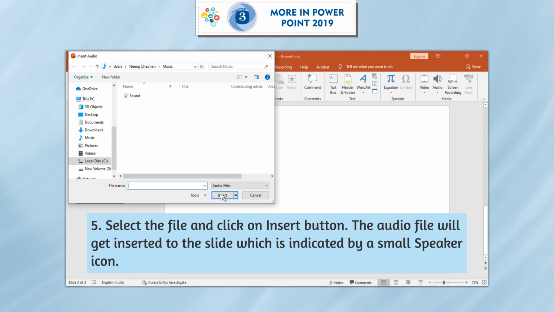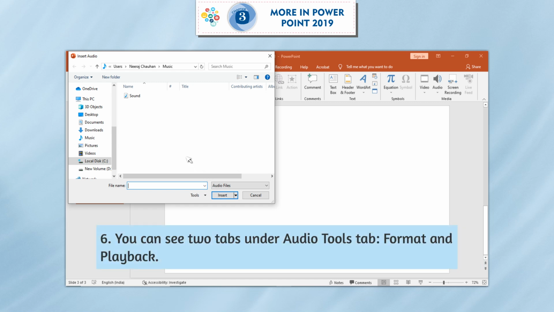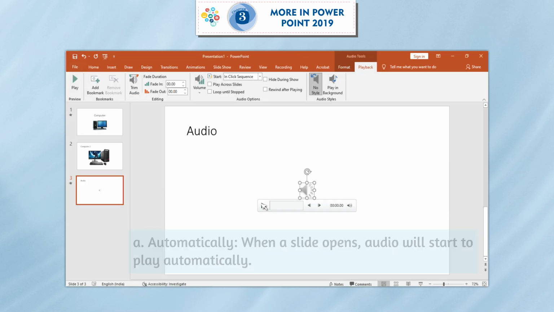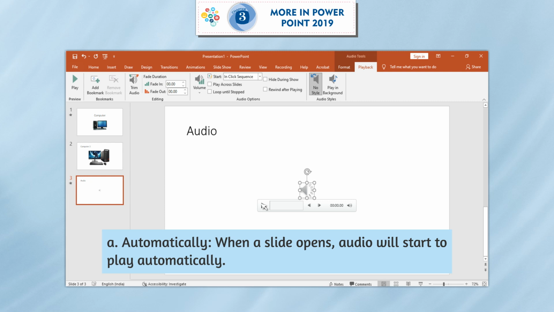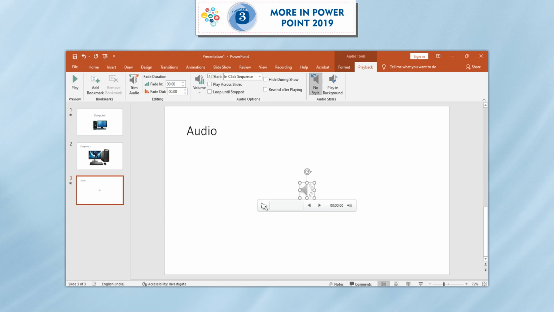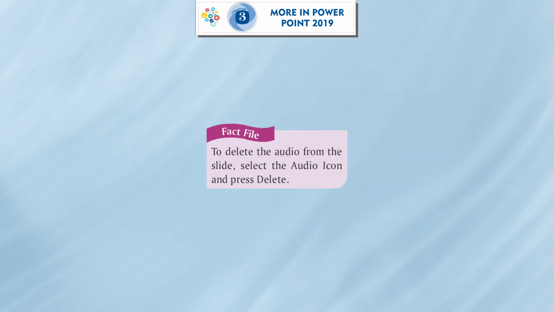The audio file will get inserted to the slide, which is indicated by a small speaker icon. 6. You can see two tabs under Audio Tools tab: Format and Playback. 7. In Playback tab, you can see two options. A. Automatically. When a slide opens, audio will start to play automatically. B. On click, audio will play on mouse click. 8. Click on speaker icon to play the audio file. To delete the audio from the slide, select the audio icon and press delete.